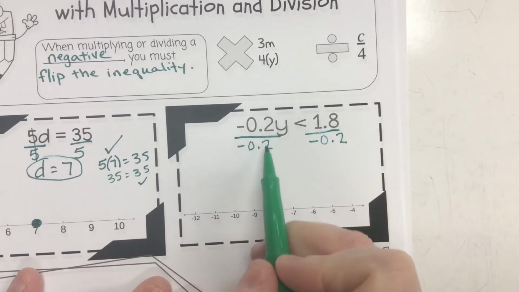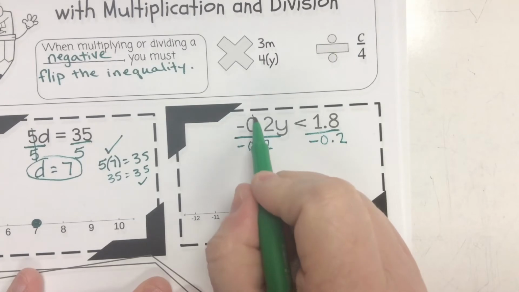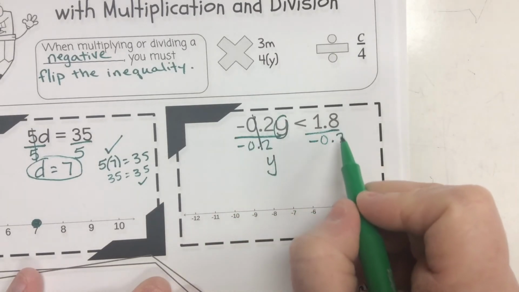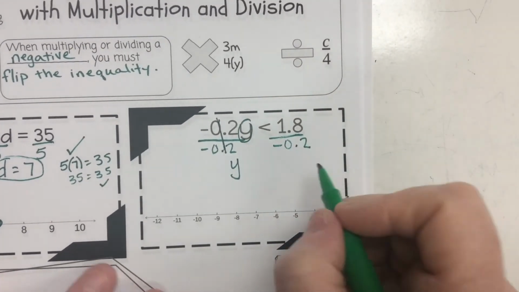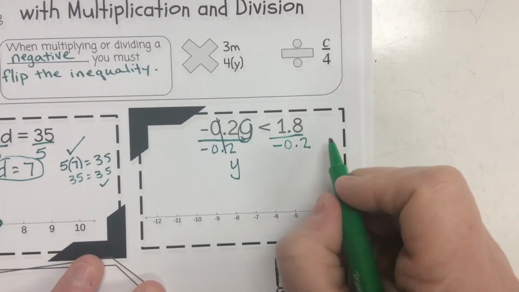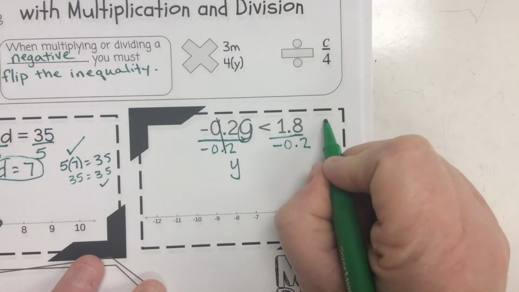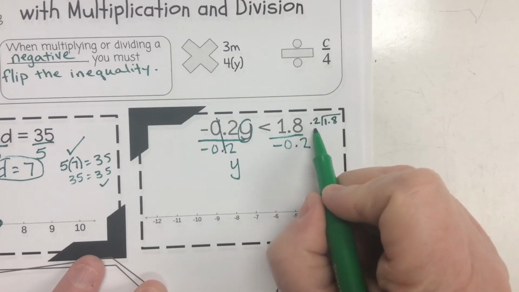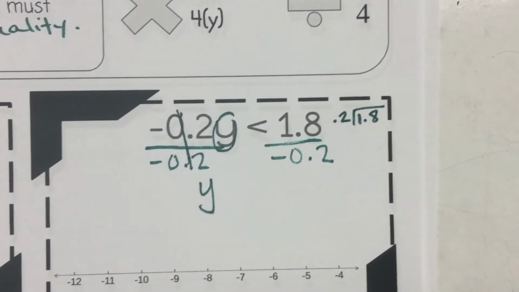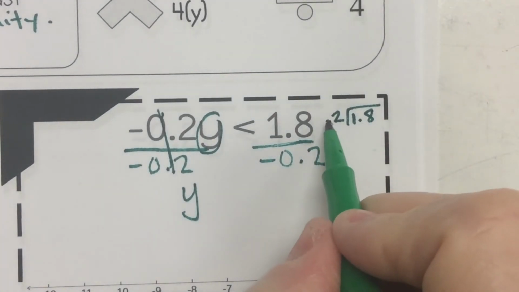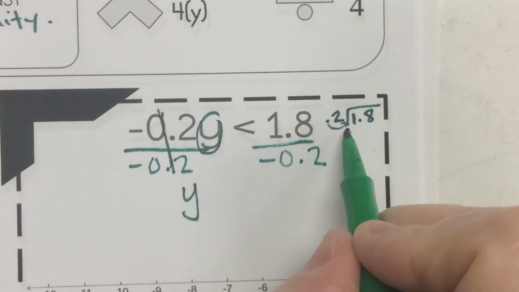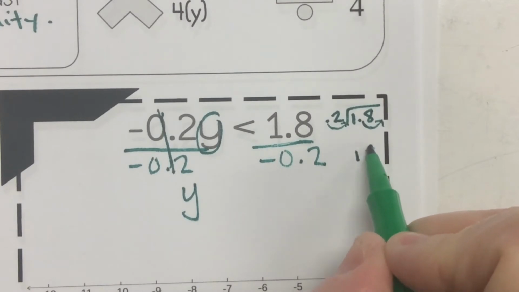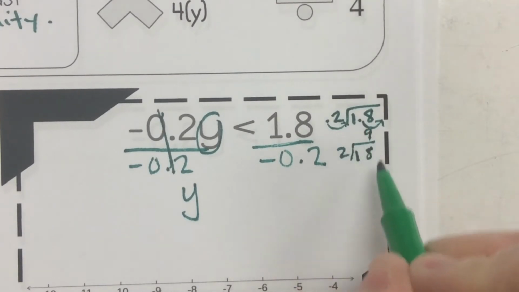Okay, well, negative 0.2 divided by negative 0.2 is 1. So it just leaves me with just the y here. Okay, now, this one's a little bit tougher, so I have to go over here and do the actual work here, okay? Okay, 1.8 divided by 0.2. Well, remember, I cannot have a decimal in my divisor here, so I have to move it over, make it a whole number. I move that one place, so I have to move this one place. So what I end up with is 18 divided by 2 is 9.